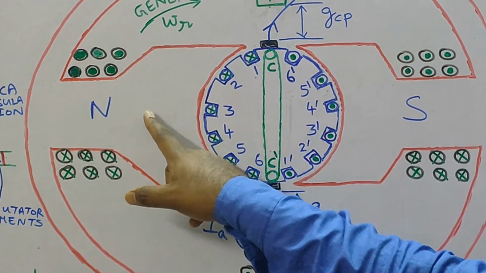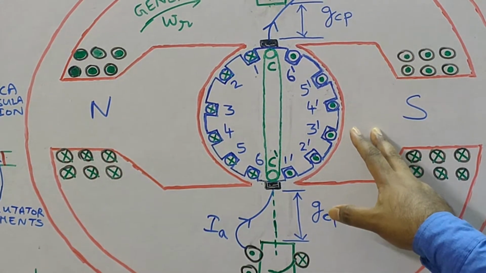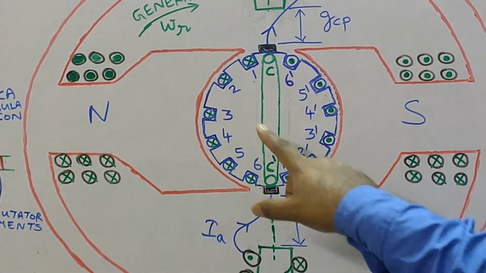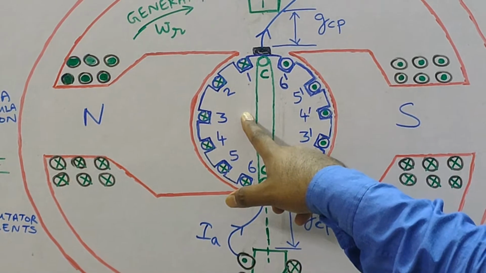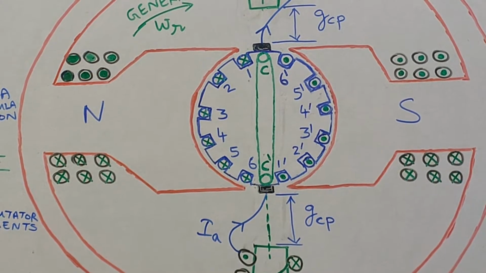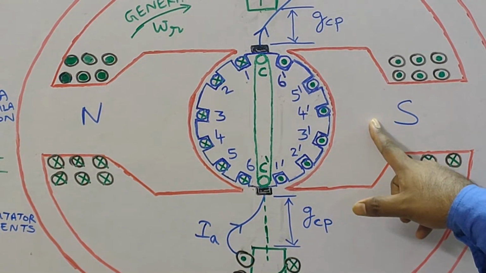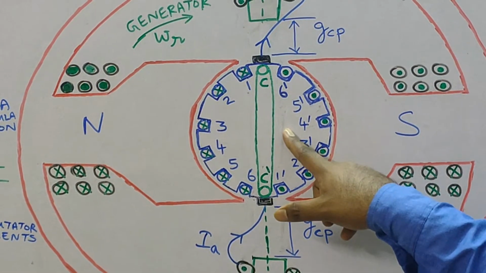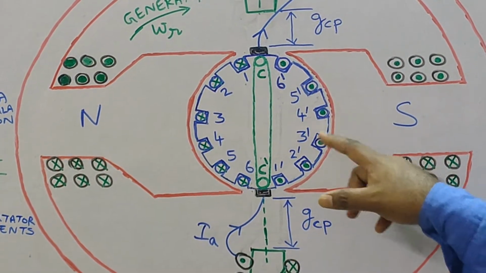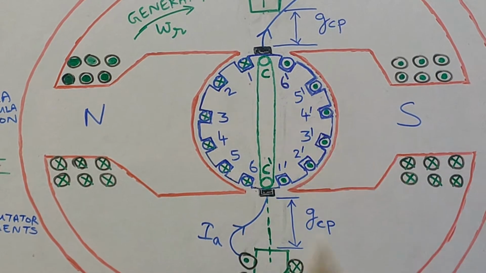If the number of poles developed on the stator is 2, you will expect that the number of poles developed in the armature core of the DC machine also has to be 2, because for development of electromagnetic torque, what is needed? It is needed that the number of poles developed on the stator and the number of poles developed on the rotor should be equal. Then only electromagnetic torque can be developed.